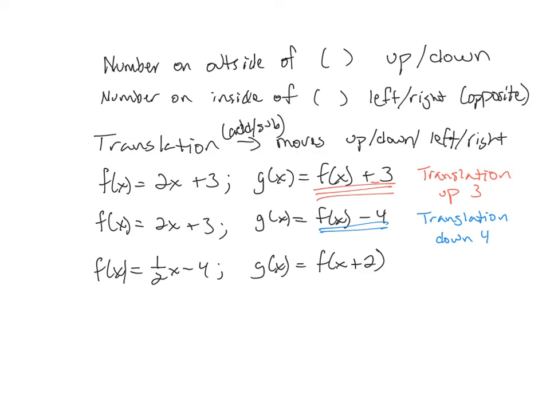So, numbers on the inside. Go back up here. The number on the inside of the parentheses is going to go left or right, but opposite. I'm just really looking at this part. So this is a translation. Normally you would think, well, positive 2, like on a number line, goes to the right. I do the opposite. Left 2.